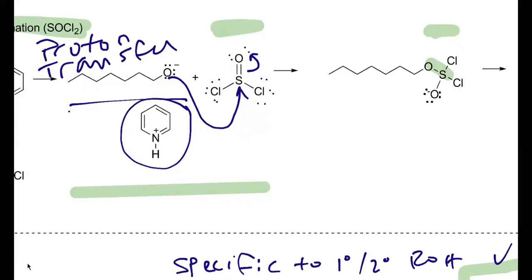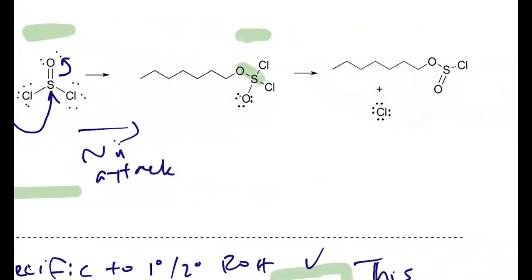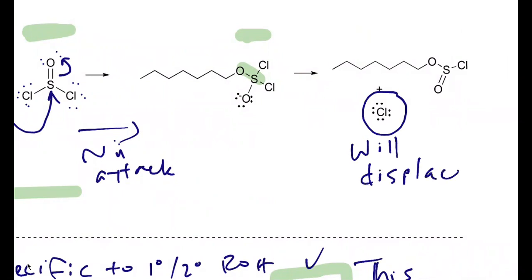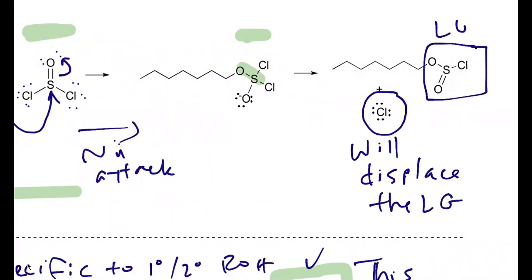All right. So to go from here to here is nucleophilic attack. And then now what you want to do is release chlorine, because what ends up happening is this chlorine ends up being my nucleophile to come in and displace the leaving group. And this whole functional group now is my leaving group.